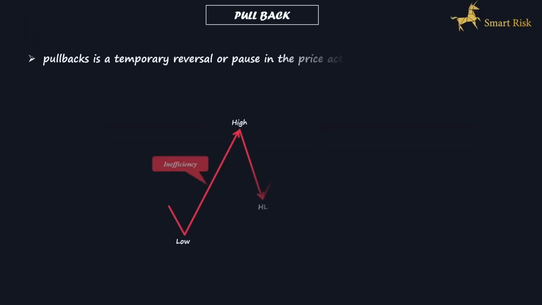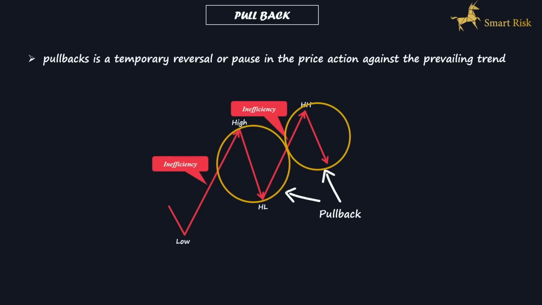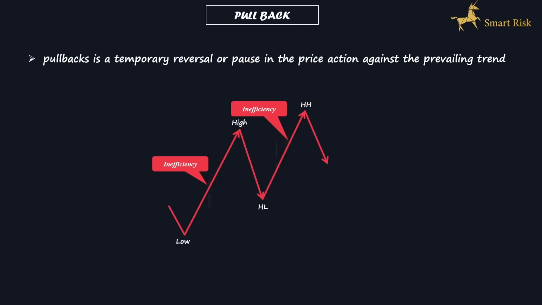A pullback, in essence, is a temporary reversal or pause in the price action against the prevailing trend. It occurs when buyers and sellers contend for dominance in the market, leading to a trending or impulsive movement that creates internal liquidity, characterized by inefficiency or static liquidity, awaiting to be swept or filled. Consequently, the price experiences a reversal and a brief interruption against the dominant trend, filling the internal liquidity or clearing static liquidity before continuing in its overall direction.